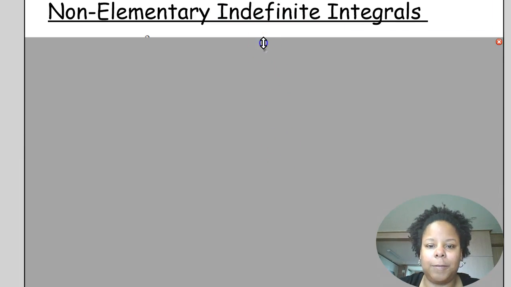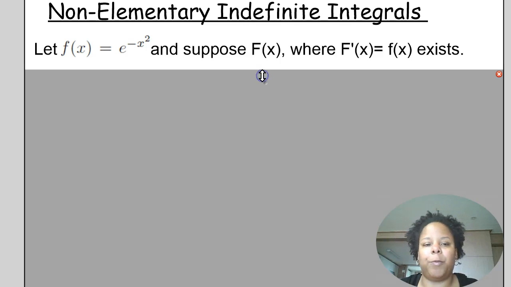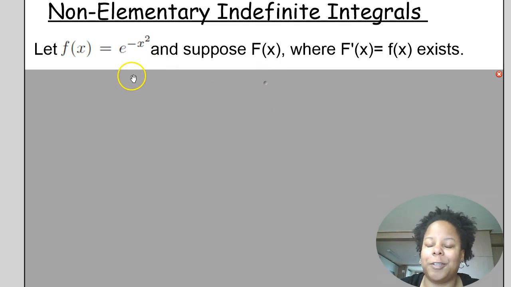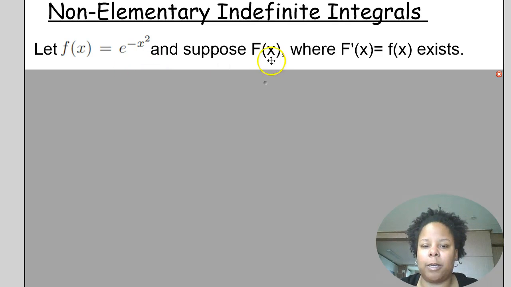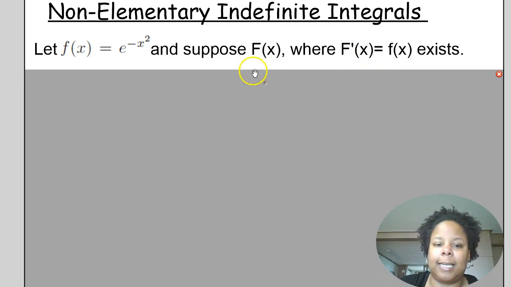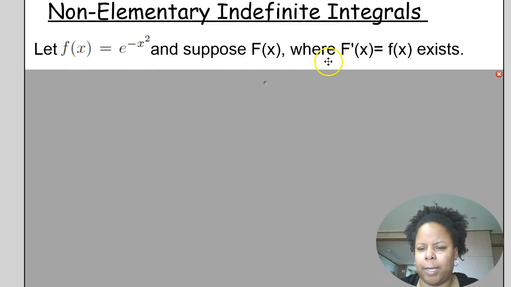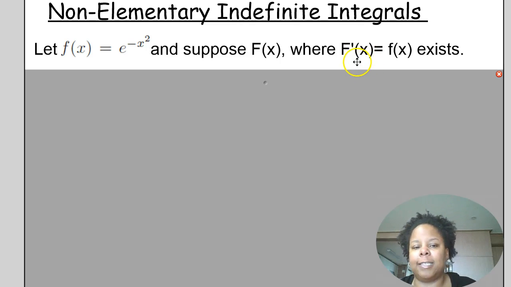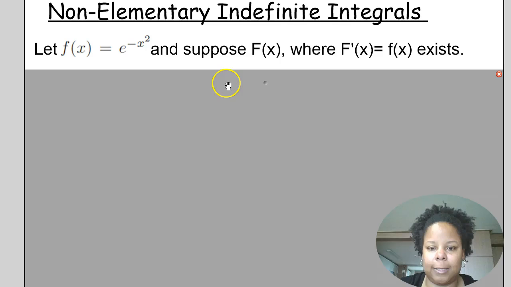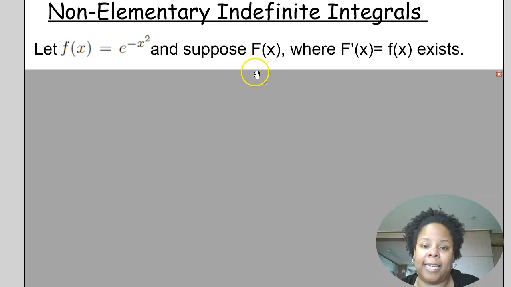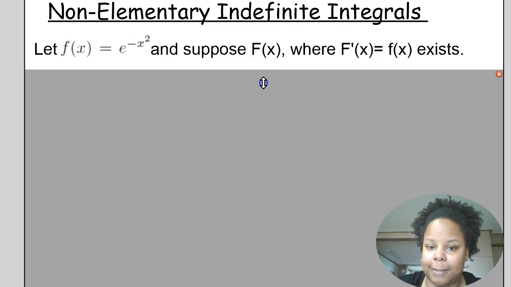Now, if you recall, let's come up with a general function. If you recall this particular function from a previous activity, f of x is equal to e to the negative x squared. And suppose that big F of x is the antiderivative of little f of x. That means the first derivative of big F of x is equal to little f of x, okay? And we're just going to suppose that the antiderivative exists.